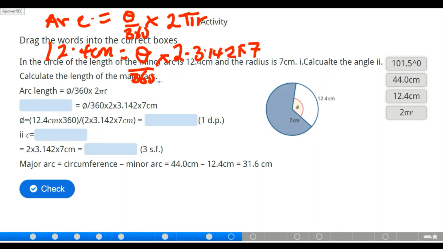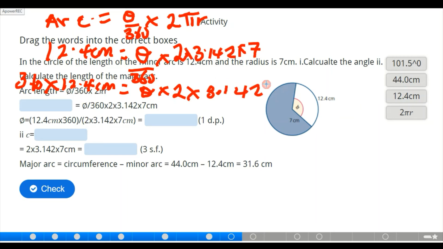7 centimeter. So having that, 360 will cross multiply with 12.4 centimeters so that we can get our theta. So we have 360 multiplied by 12.4 centimeter equals theta multiplied by 2 multiplied by 3.142 multiplied by 7. We want to get our theta, so we divide this side by this multiplication and divide the other side by the multiplication.